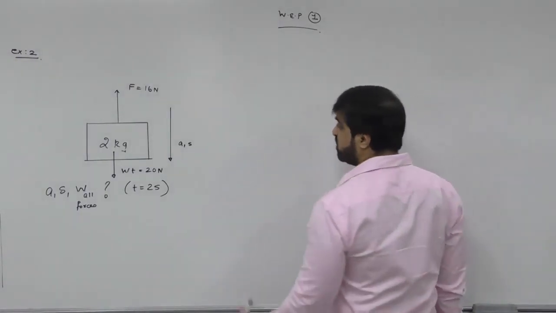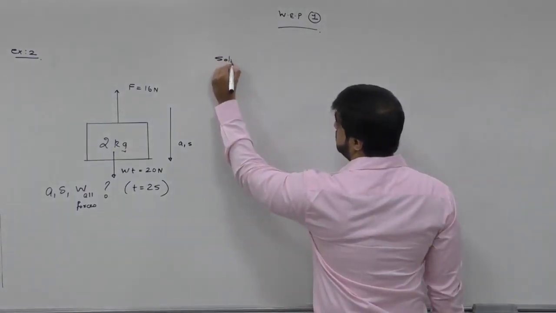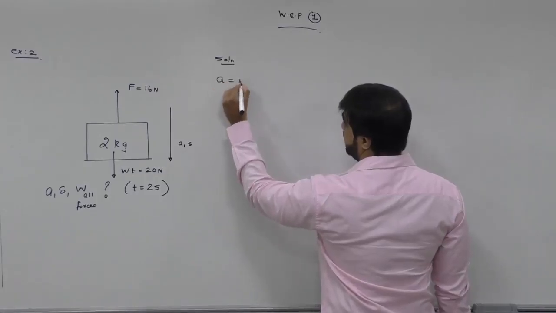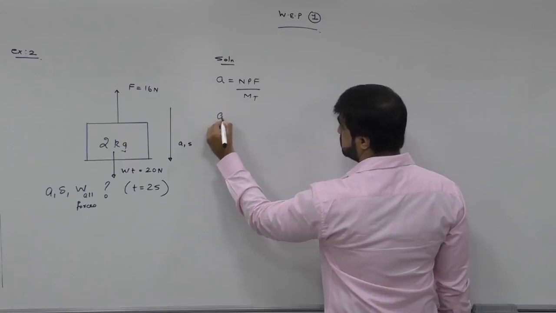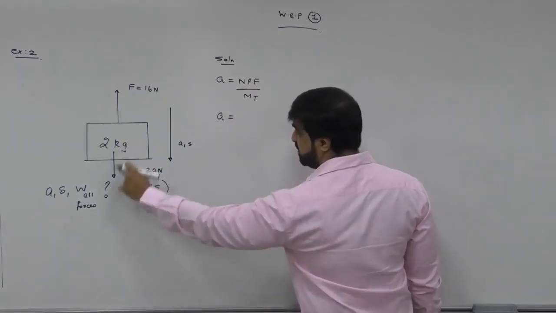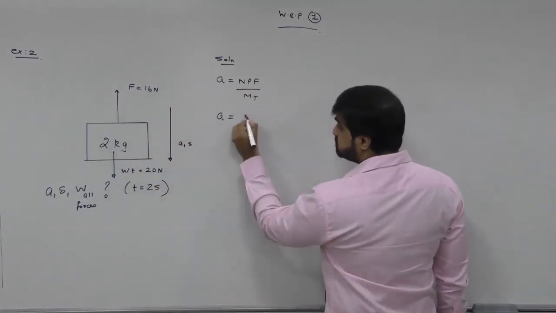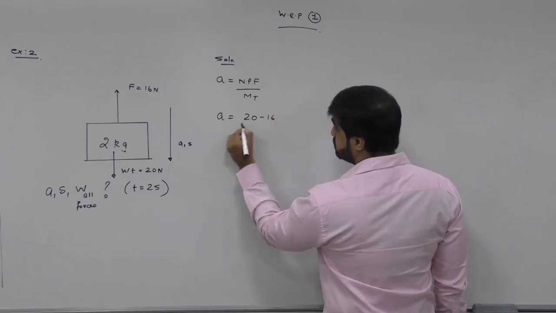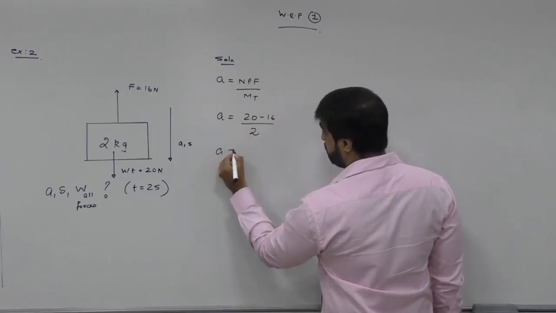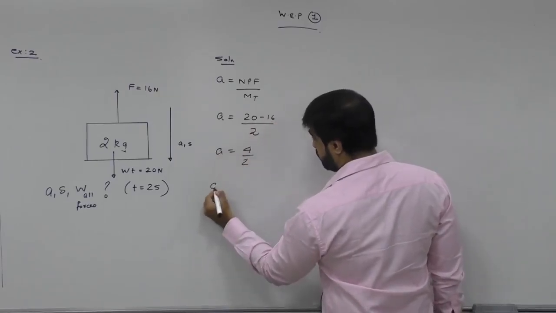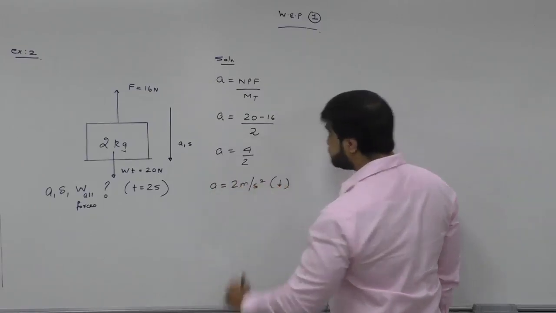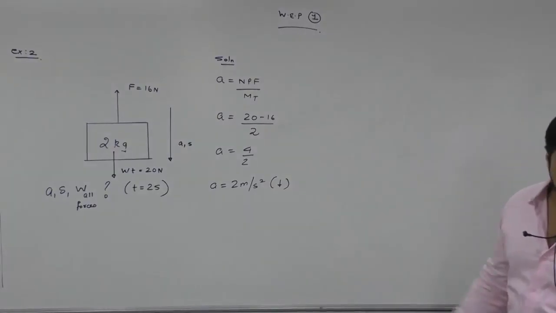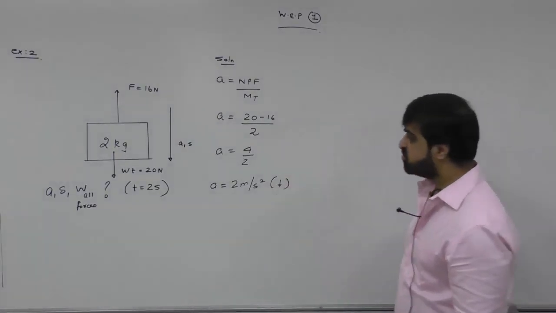Now what is the general formula for acceleration? Net pulling force upon total mass. So how much is the net pulling force? 20 minus 16 by 2. 2 meter per second square. Where? Downwards. This is like Newton's laws of motion which we have done before.